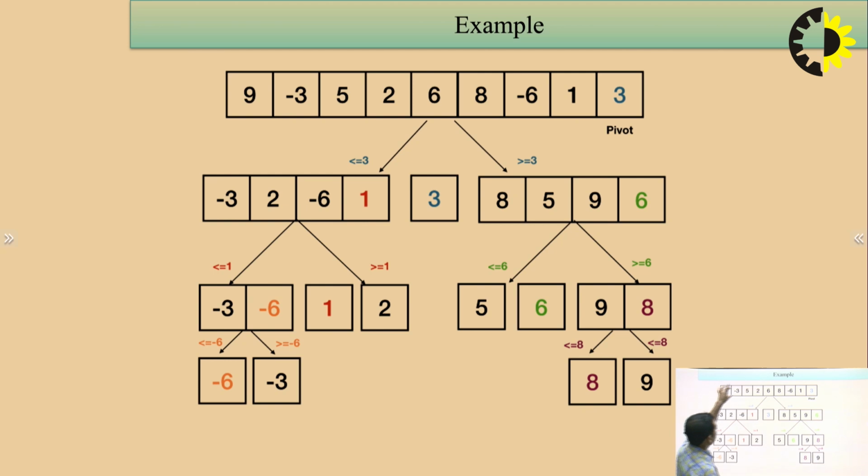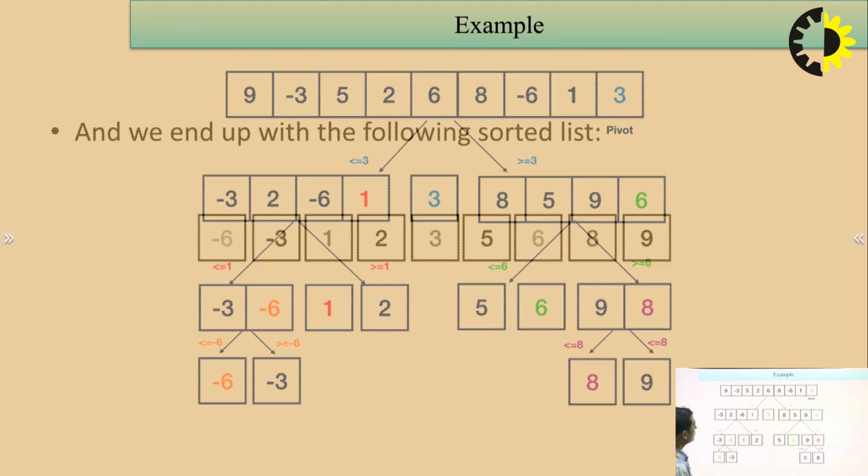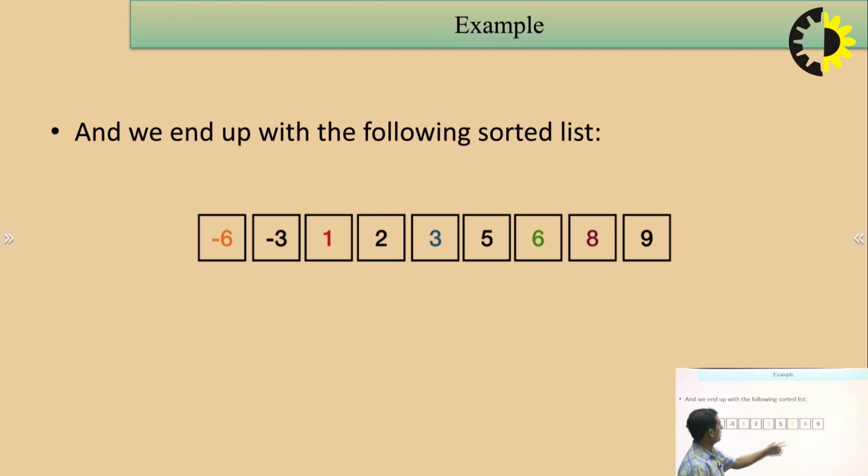See here, all the data are changed in the original array. So this is -3, then -6, then -3, then 1, then 2, then 3, then 5, then 8 and then 9. Means by this quick sort process, we have placed the elements in sorted manner, all the elements are placed in ascending order.